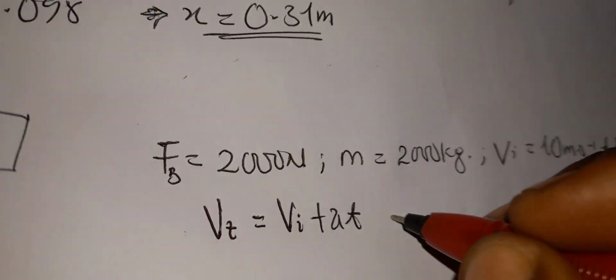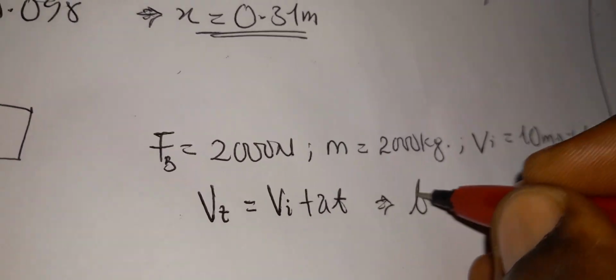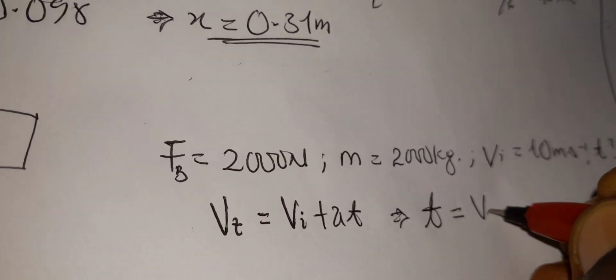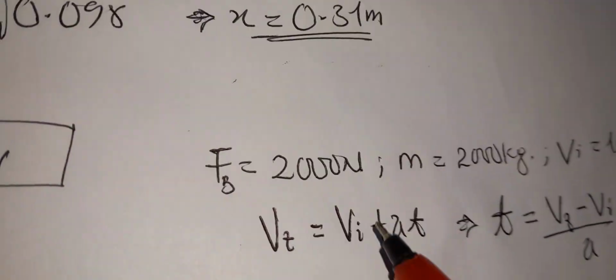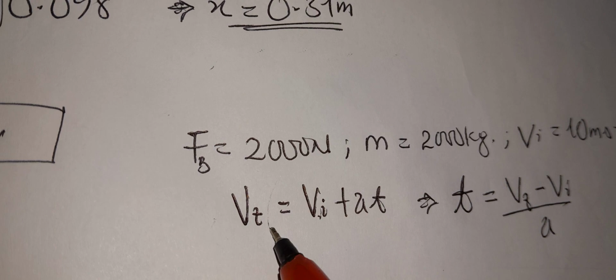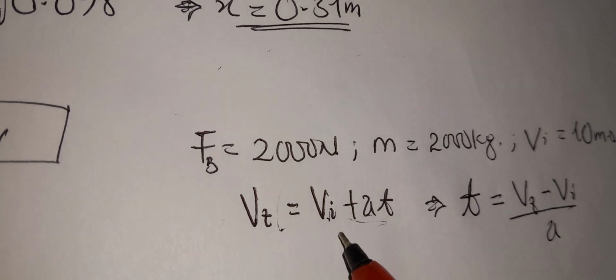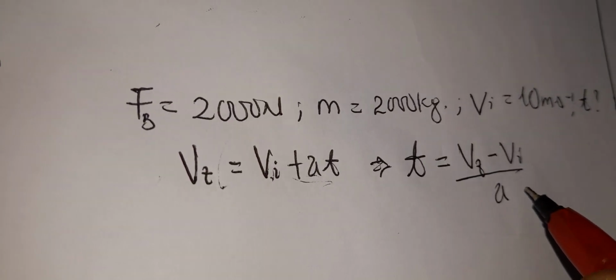So straight away I'm going to make t the subject of the formula. T equals vf minus vi over a. This comes here, and then we divide both sides by a. That's how we got this formula.